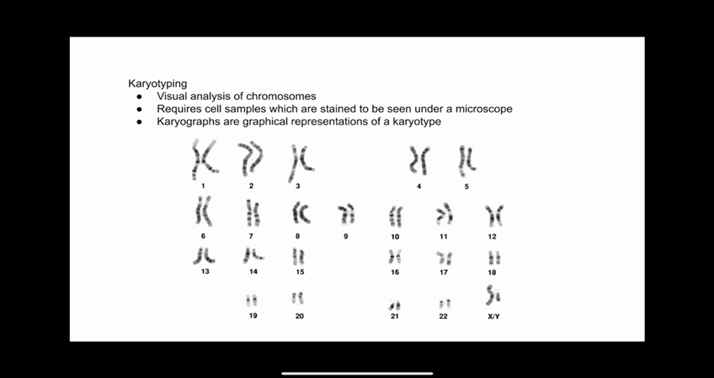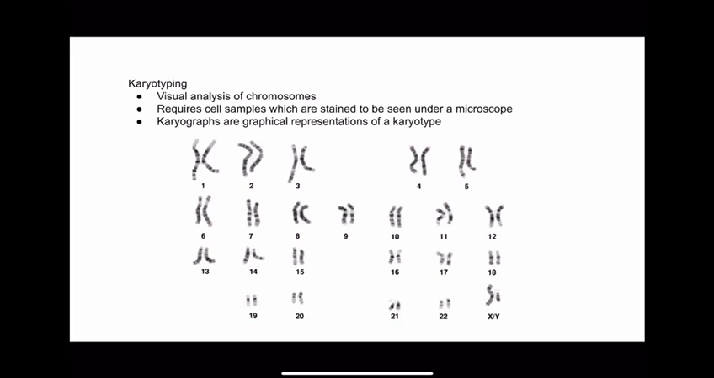These cells are then stained with a special dye that allows the chromosomes to be seen under a microscope, and once the chromosomes are visible, they can be analyzed and arranged in a specific order according to their size, shape, and banding pattern, which pairs them up. And this creates a visual representation of the chromosomes called a karyotype.